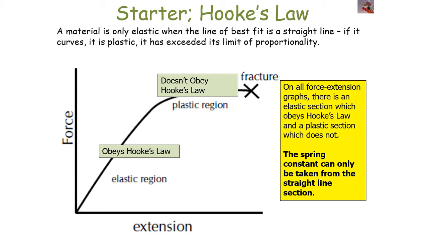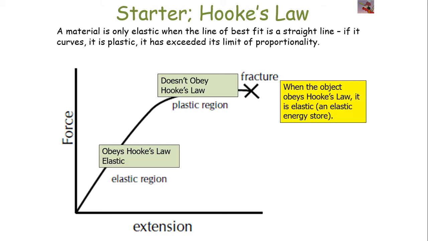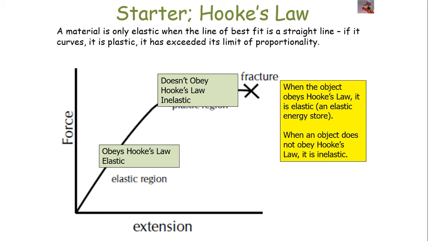But once you go past that particular limit of proportionality, the line will start to curve. You can't take the spring constant from that particular section because the material no longer obeys Hooke's law, and so as a result is acting as an inelastic. So when an object obeys Hooke's law, it's an elastic energy store. When it doesn't obey Hooke's law, it's inelastic.